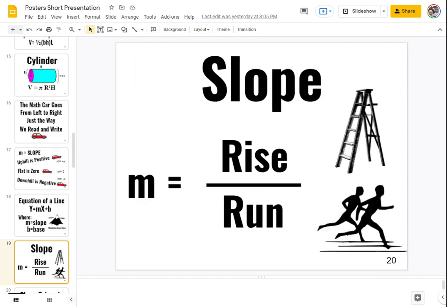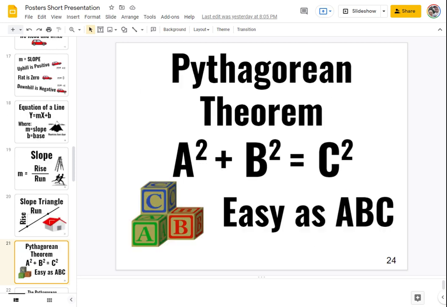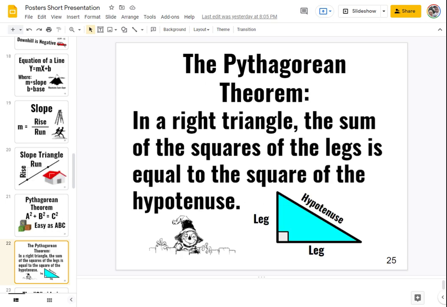Mountains have slope. Slope is rise over run. The roof of your house has a slope, rise over run. Use the slope triangle. Pythagorean theorem is easy as ABC. A squared plus b squared is c squared. In a right triangle, the sum of the squares of the legs is equal to the square of the hypotenuse.